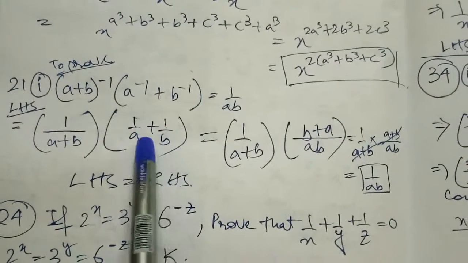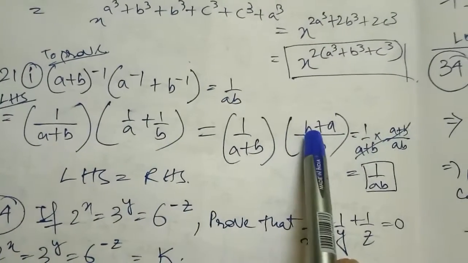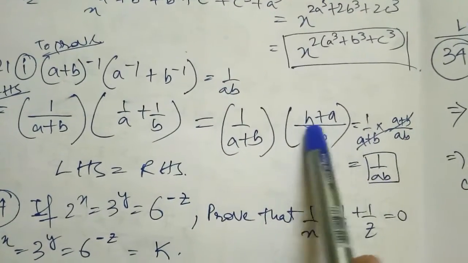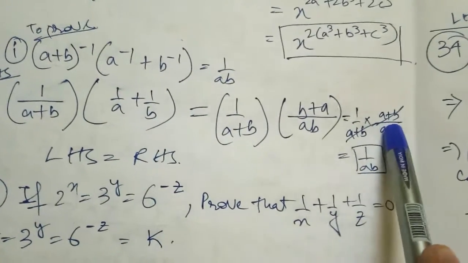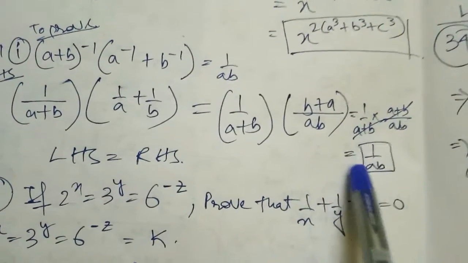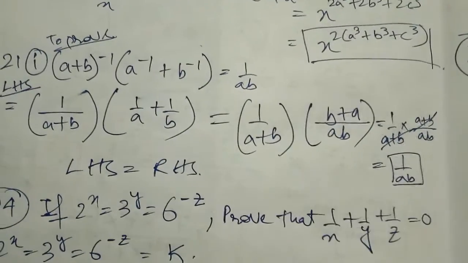From here I have taken the LCM. See, the LCM is ab. Now from here the concept is the same, it will be b plus a. Then I can write 1 by a plus b. b plus a and a plus b are the same only. I have written a plus b, and this is divided by ab. This one is just cancelling out. Then what is remaining? 1 by ab. That means LHS equals RHS.